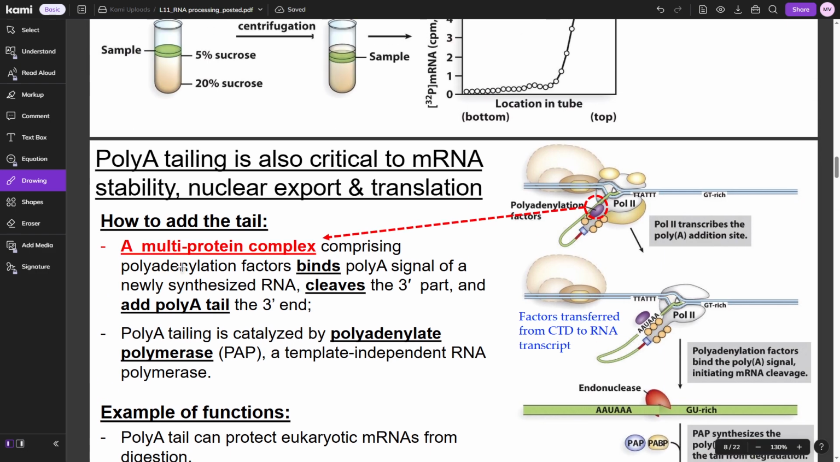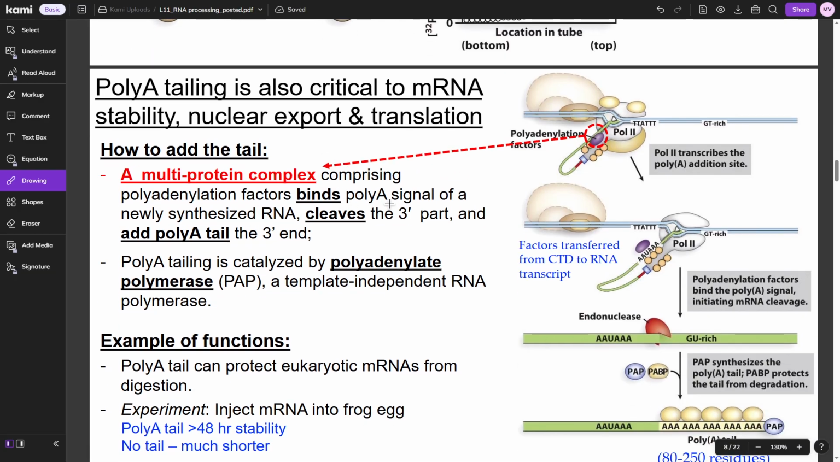We also have the poly A tail, right? So the poly A tail is also helpful for stability and translation. To add the poly A tail, we need a multi-protein complex that has a lot of different binding factors. So it has to cleave the 3' end and then add the poly A tail, essentially.